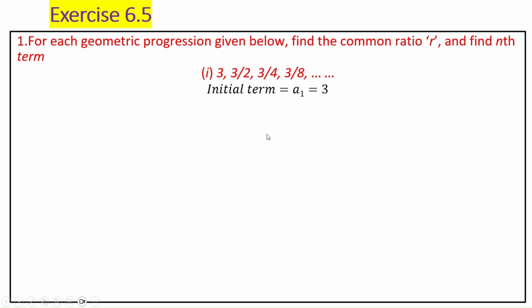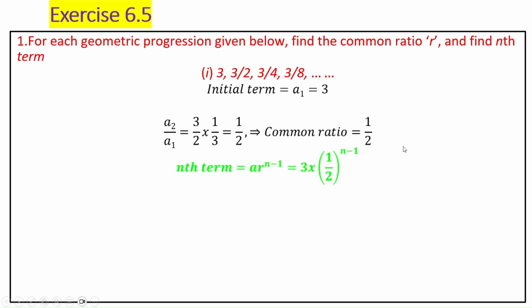So a1 is 3. For the common ratio, you take any two terms. Here I took the second and the first: a2 by a1 is 3/4 into 2/3, which is 1/2. So the common ratio is 1/2. The nth term is a r to the power of n minus 1, which is equal to 3 into (1/2) to the power of n minus 1. This is the nth term, or it can also be written as 3 divided by 2 to the power of n minus 1.